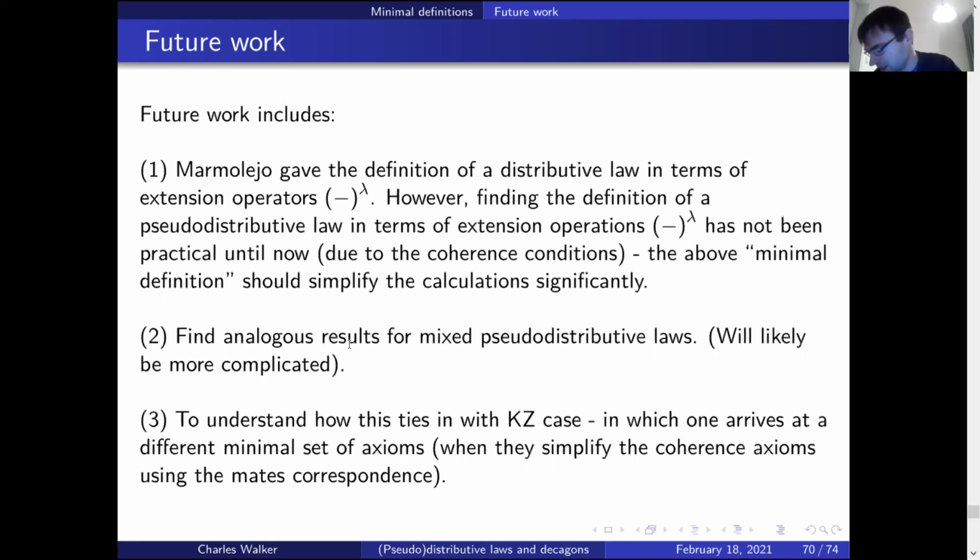This also showed up in some papers of Marmolejo, where he defines mixed distributive laws in terms of extension operators as well, and that one turned out to be a bit more complicated. And I also want to understand how this ties in with the KZ case, where if you reduce the axioms using the mates correspondence, you end up with a different minimal set of axioms. I don't fully understand what's going on there, because the axioms that are redundant using this approach end up being axioms you use in the KZ case, in the minimal definition.